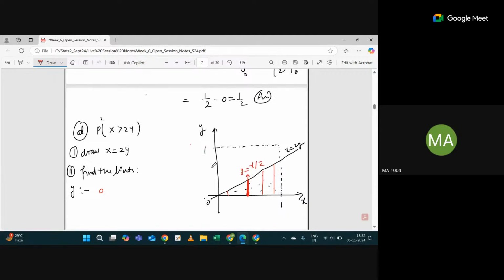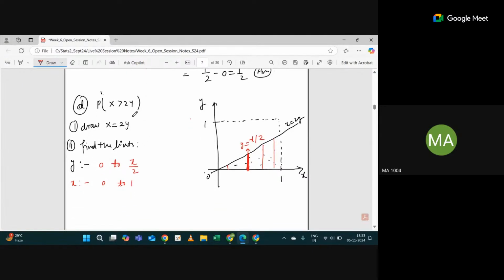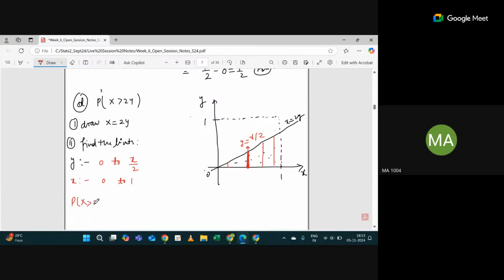Everyone is okay with this? So the limit of y will be 0 to x by 2. Is this clear to all of you? And the limit of x will be 0 to 1. So to find the probability that x greater than 2y, it will be the integration from 0 to x by 2 of f(x,y). Should I write dx or dy? dy, because we are integrating with dy first, then 0 to 1 dx.